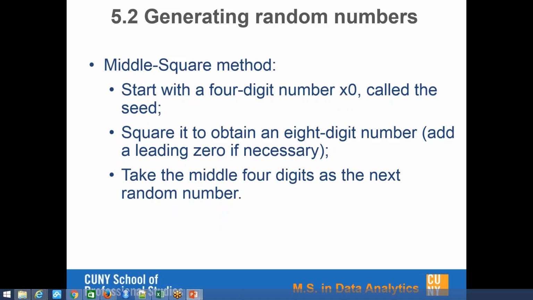And generating random numbers. This particular approach is called the middle square method. You start with a 4-digit number x0 called the seed, and square it to obtain an 8-digit number, adding a leading 0 if necessary, and then take the middle 4 digits as the next random number. So this is one approach.